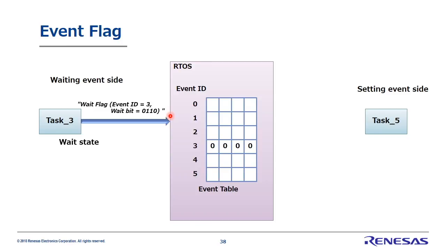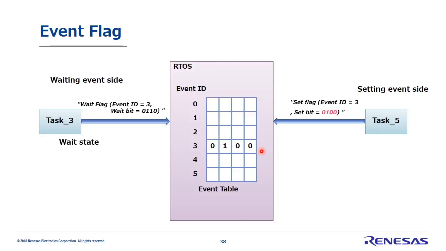Now let's assume that task 5 uses the set flag API for event ID 3. This time, the flag pattern is 0100. This pattern is written to event 3 in the event table. This pattern doesn't meet task 3's wait release conditions, so task 3 is unaffected.